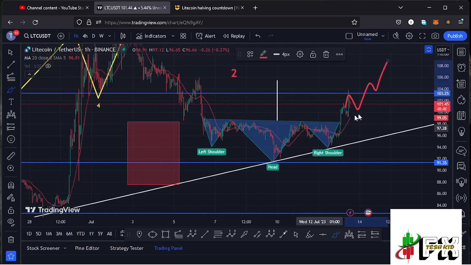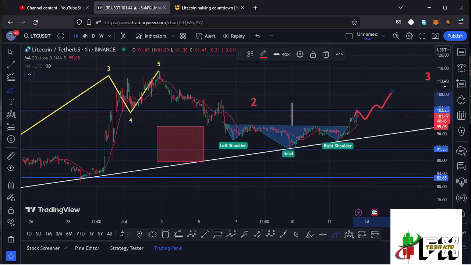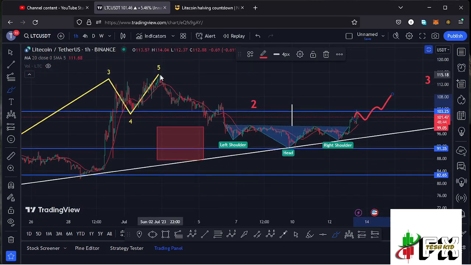And once that plays out, then we can expect Litecoin to get above the 115.18 high that we have here on the charts.